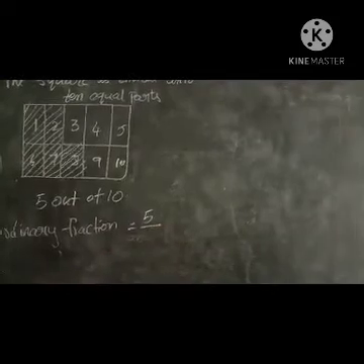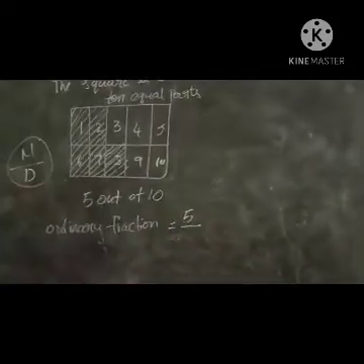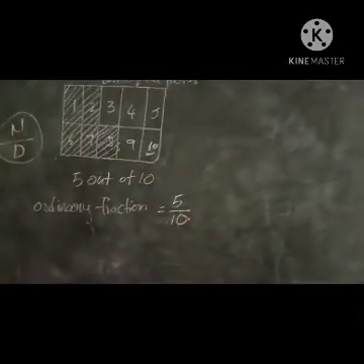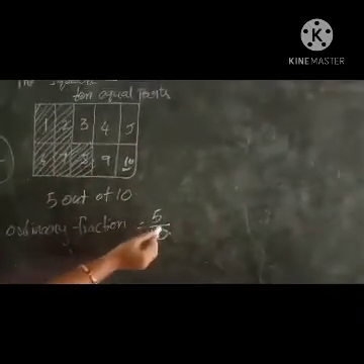Total how many boxes are there? Total how many squares are there, ma? Total 10 are there, no? Write the denominator 10. Total what is the fraction here? Ordinary fraction 5 by 10.